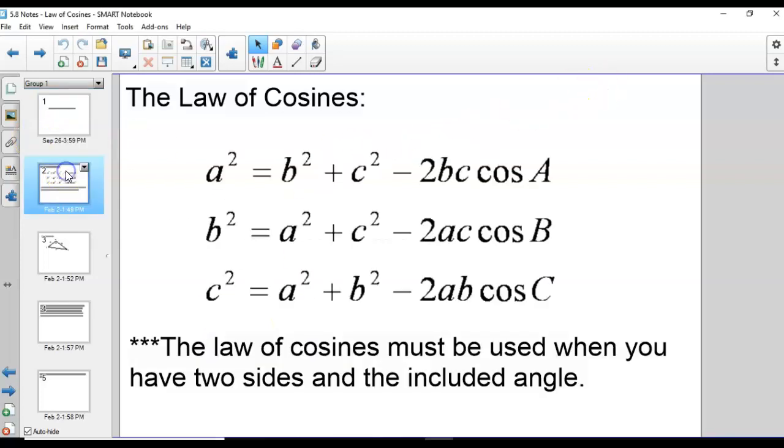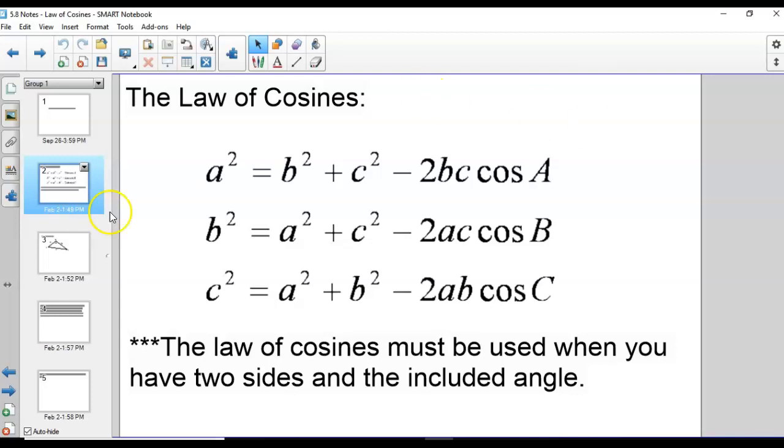Cosines. This is the law of cosines here. We've got 3 versions of the law of cosines, and you can copy all 3 of them down if you want.